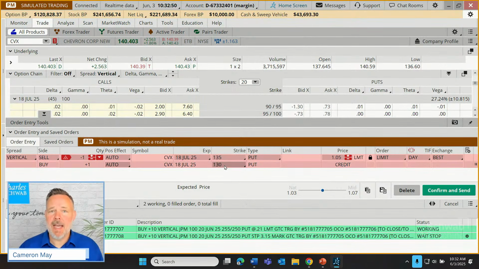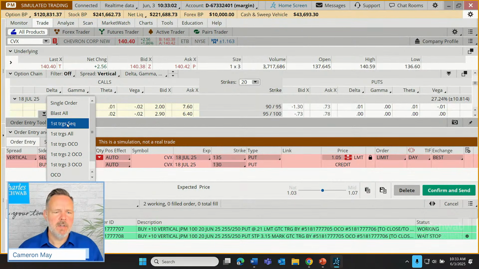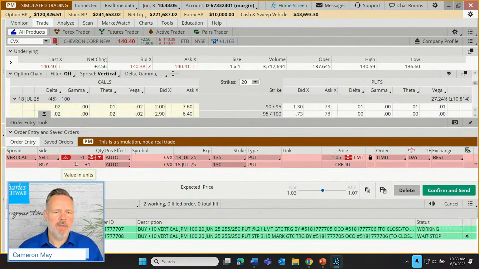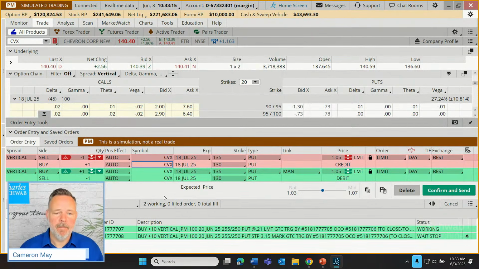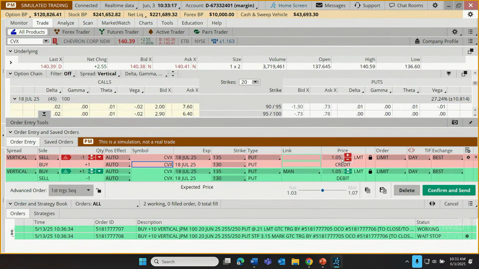But let's also attach a sell order to get us out if the price happens to fall down at any point down to that 132 level. How would we do that? Well, instead of placing just a single order, let's change that to a first triggers sequential order. So if our first order fills, it's going to put a sequential or a second order into effect. That'll be our exit order. So now we just right click on the original order and create an opposite order. So this now is an order to sell into these contracts for $1.05 and then buy out for $1.05. That's not what we want.